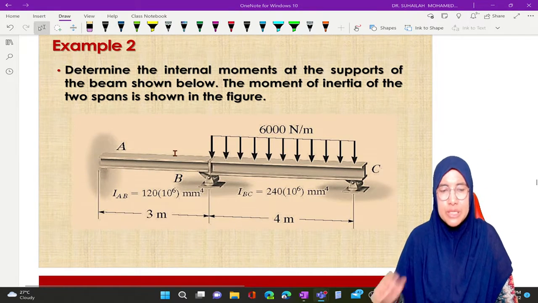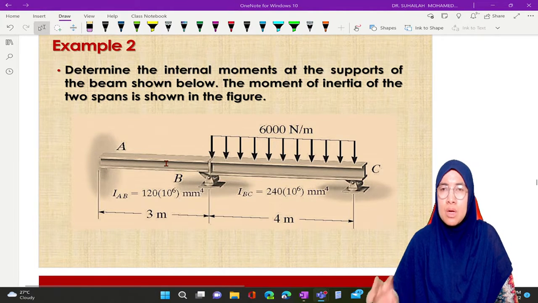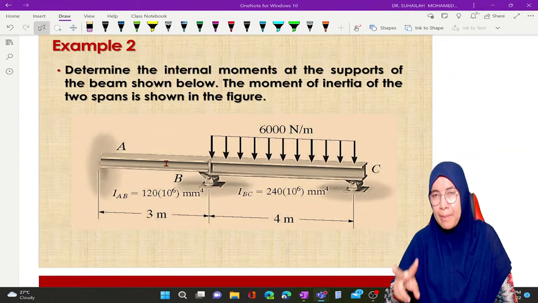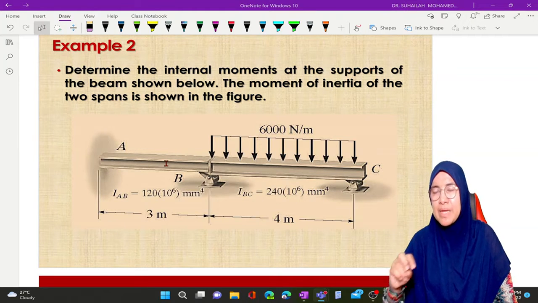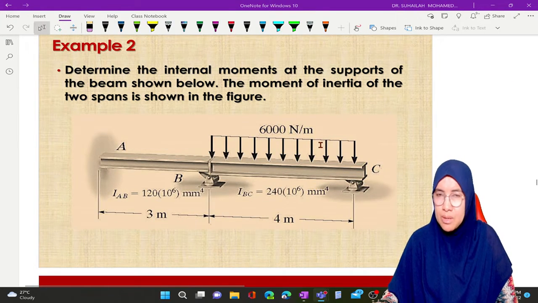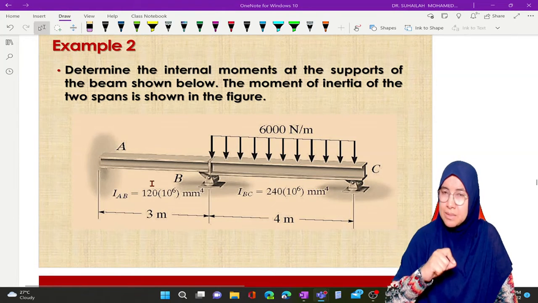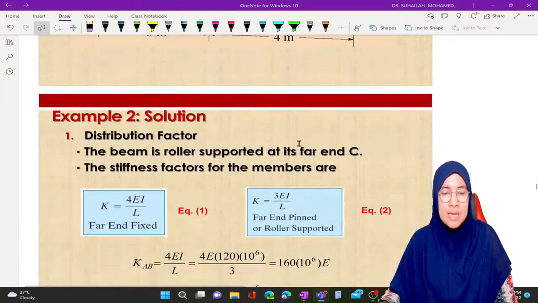Okay, example 2 is actually a two beam span, member AB and member BC only. Normally, when we have two members, the distribution process is very short. Anyway, this example shows how we analyze a beam fixed at A and roller at C. The process will be the same.